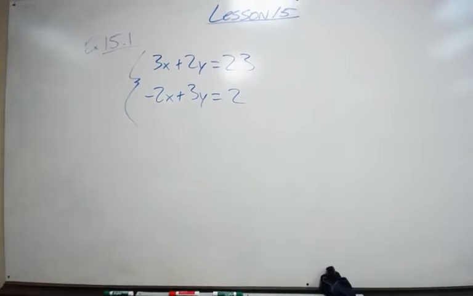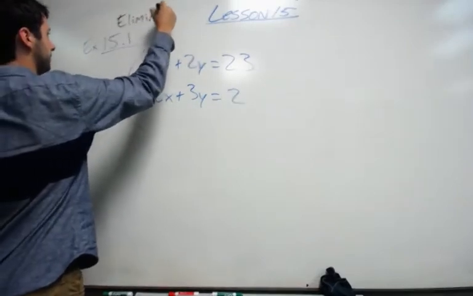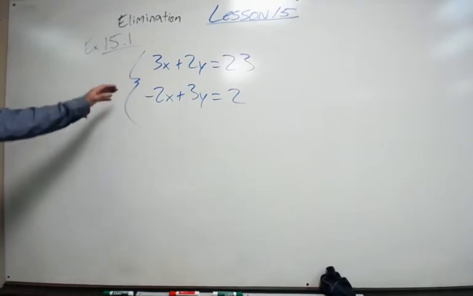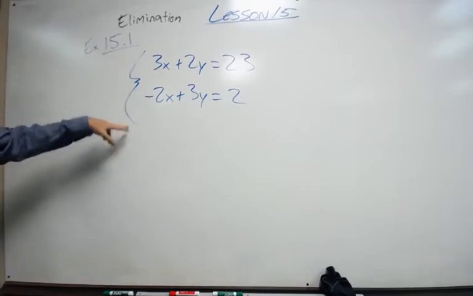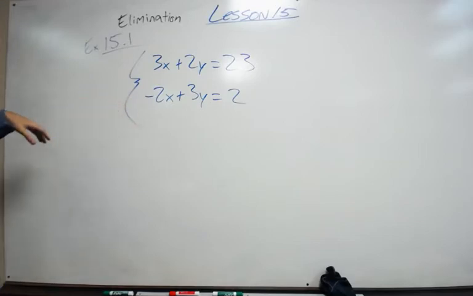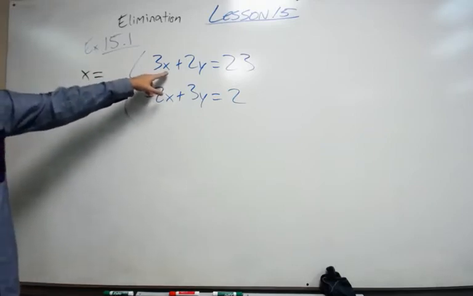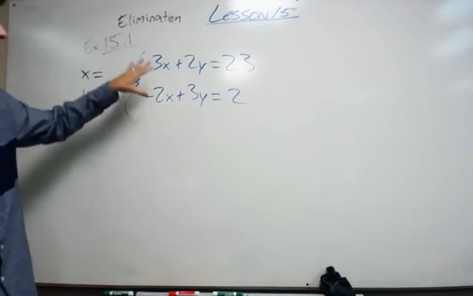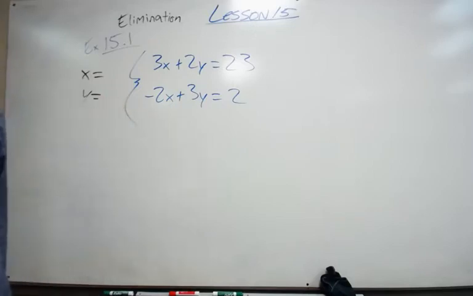We're talking about elimination in lesson 15, and we're going to look at example 15.1. We're just going to look at one example for this lesson because I think you should get it from this one. Just so you know, I forgot to mention this in substitution. This bracket right here means that the x and y values are the same. If this x is 2, then we know this x would be 2. And same thing for the y.